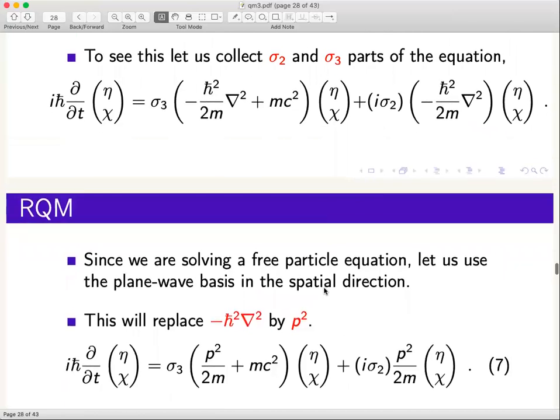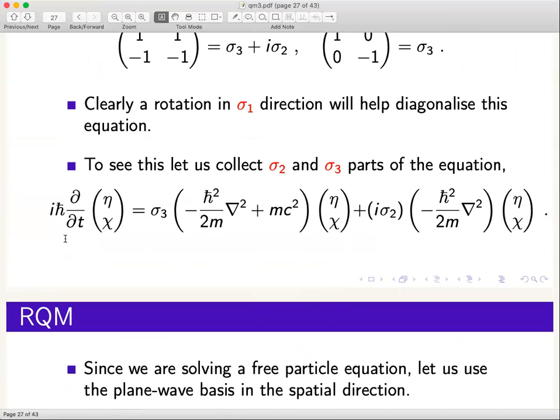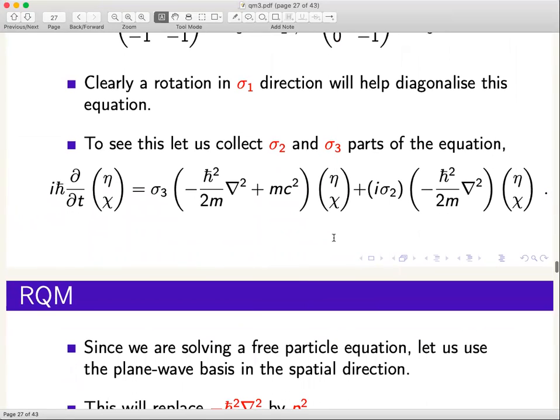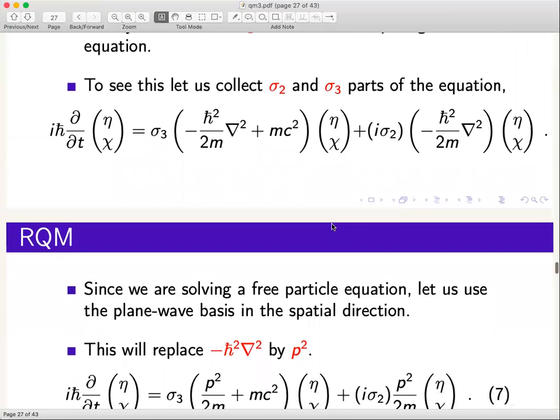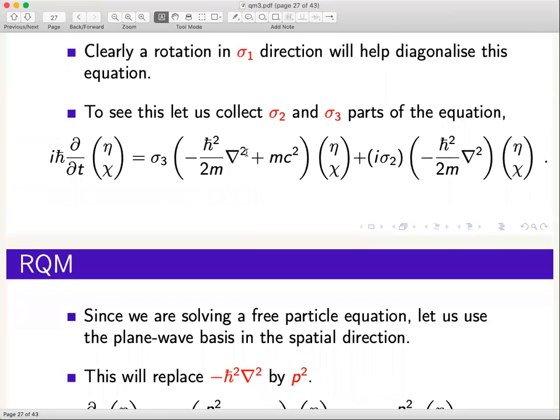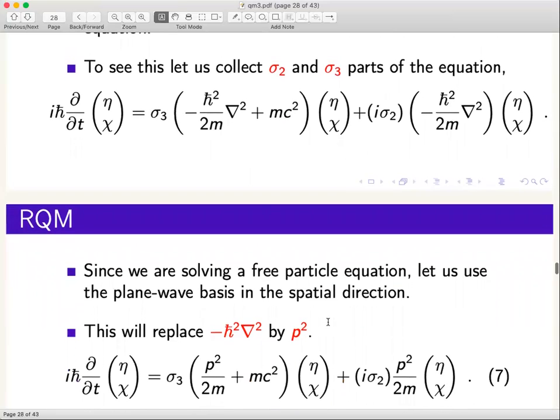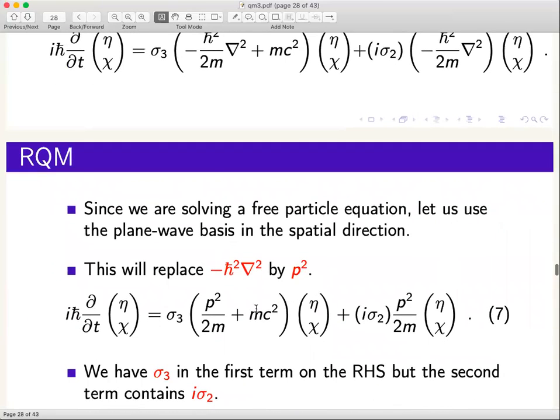Okay, but just for simplicity, just to understand how to do this computation, let's assume that we can do a decomposition of these two component vectors in terms of plane waves. Use a plane wave basis for describing this. After all, we are looking at a free particle in the spatial direction. Let's not worry about how it looks in the time direction, but in space direction, we just choose that to be a plane wave. If you do that, then minus h bar squared nabla squared can be replaced by p squared, and this equation just takes a form like that.